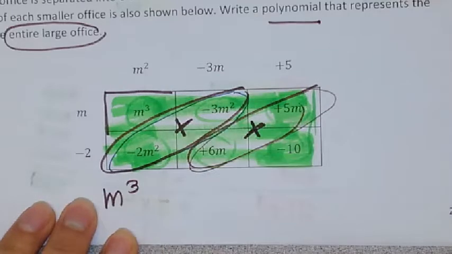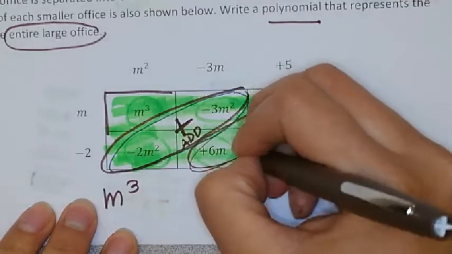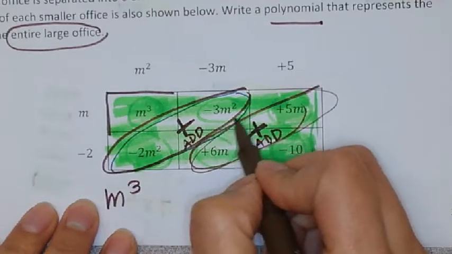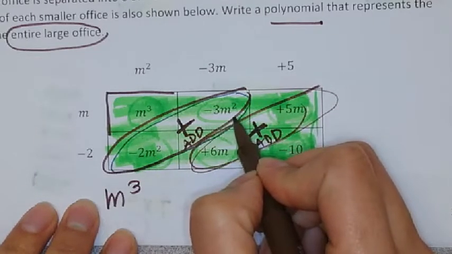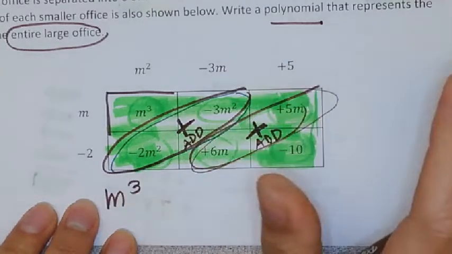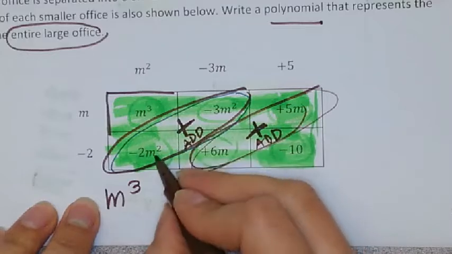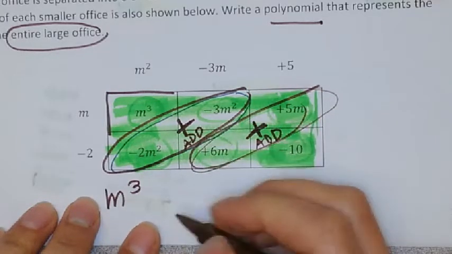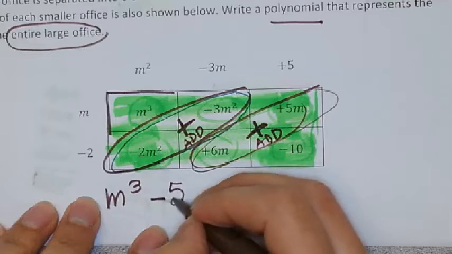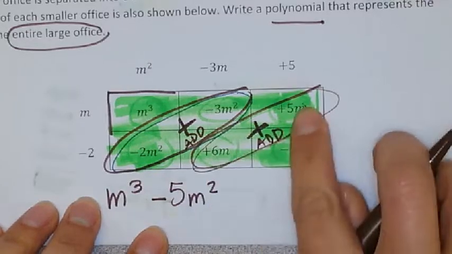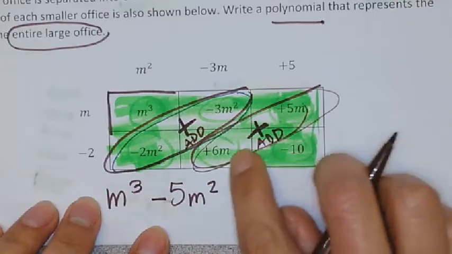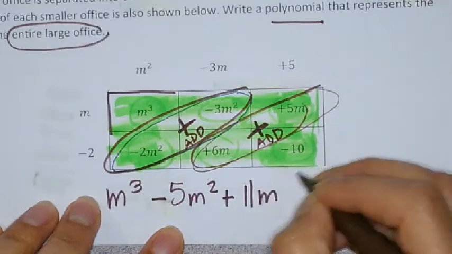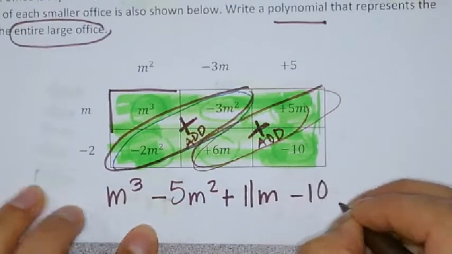Okay? So when we add, we don't do anything to the variables or the exponent, we leave them as is. So when I get the result, I'm still going to have m squared. So negative 2 and negative 3 would be negative 5m squared. Here I'm only adding the coefficients as well, they're both m's. So it's going to be 11m, and then the negative 10, which is the constant term.